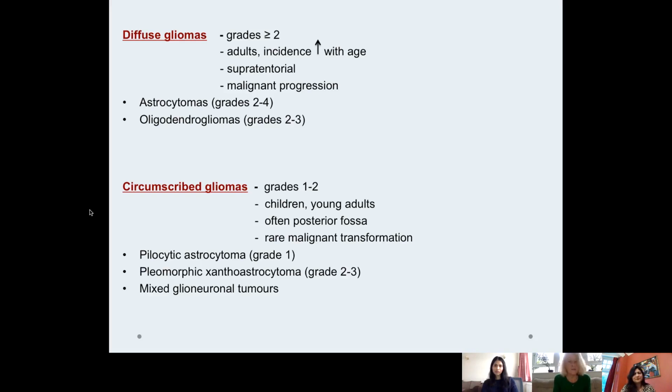Morphologically, they typically show astrocytic differentiation. Oligodendroglial morphology is rare in these tumors. However, sometimes they can be mixed glioneuronal tumors, showing a combination of astrocytic and neuronal cells.